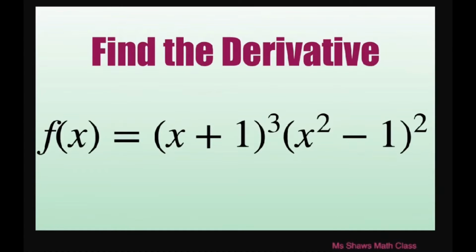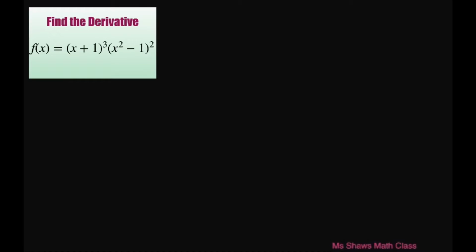Everyone, we're going to find the derivative for f of x equals (x plus 1) cubed times (x squared minus 1) squared. We're going to use the product rule and the chain rule. So we have f prime of x, and what we're going to do is take the derivative of this first term. It's going to be 3 times (x plus 1) squared times the derivative of the inner function. That's just going to be 1.